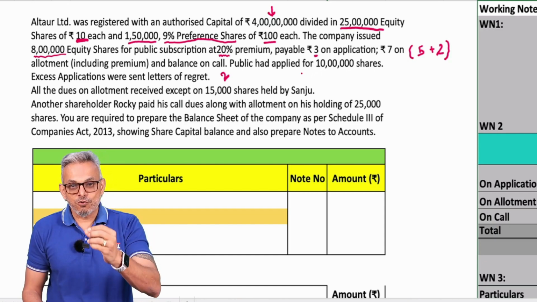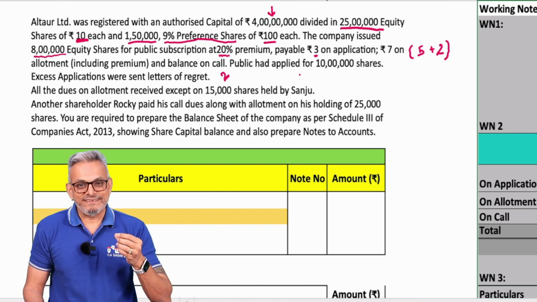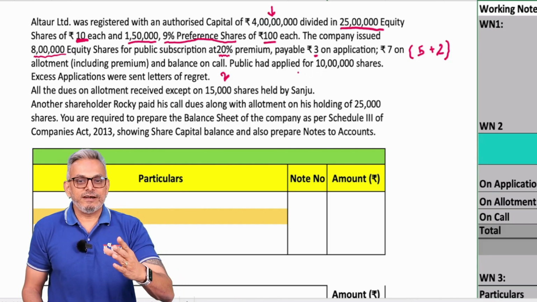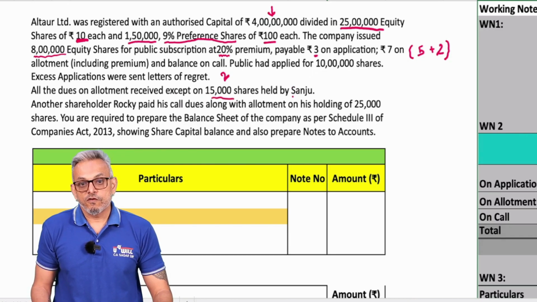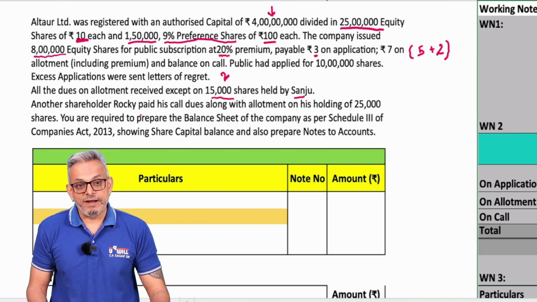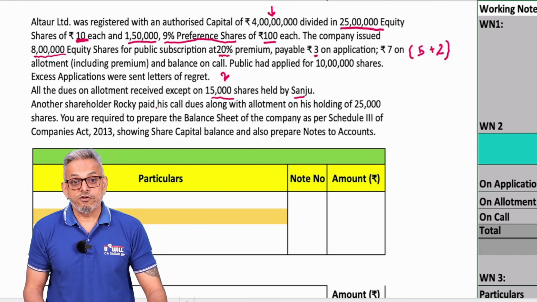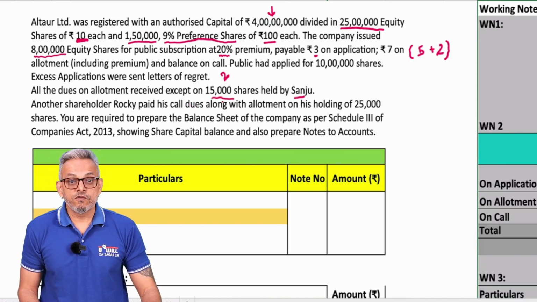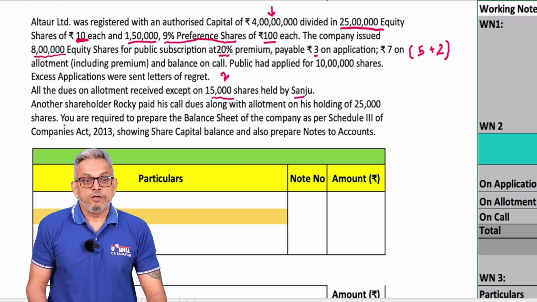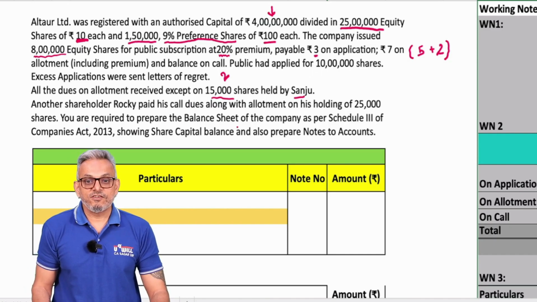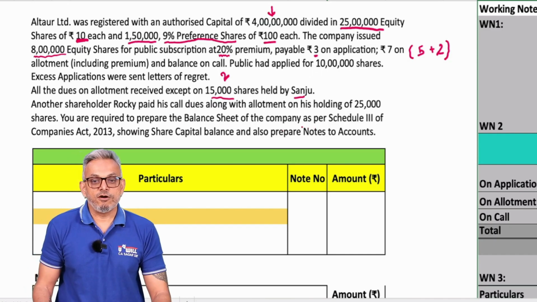So for the 2 lakh shares worth of application, we rejected and we refunded the money. All the dues on allotment were received except on 15,000 shares held by Sanju. So Sanju did not pay the allotment money. Another shareholder, Rocky, paid his call dues along with allotment on his holding of 25,000 shares. You are required to prepare the balance sheet of the company as per Schedule 3 of the Companies Act.